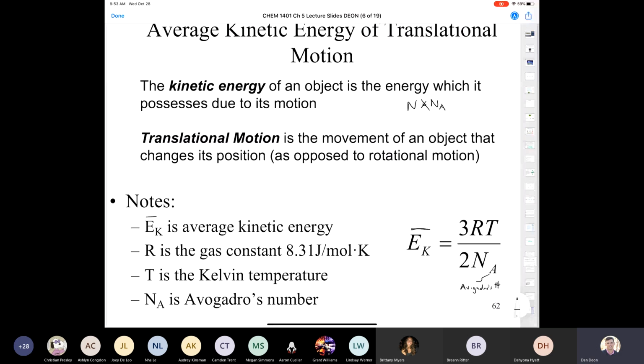So if we look at the average kinetic energy of gas particles, well, energy is going to be measured in joules. So we're going to need a different form of R, the gas constant. We're not going to use the 0.0821 liter atmospheres per mole Kelvin. I showed you a couple lectures ago how we derive this form of the gas constant, which has joules as a unit. So we have joules in there, and then we have temperature in Kelvin in the numerator, and then we have Avogadro's number in the denominator.